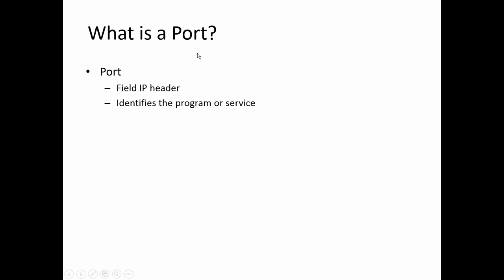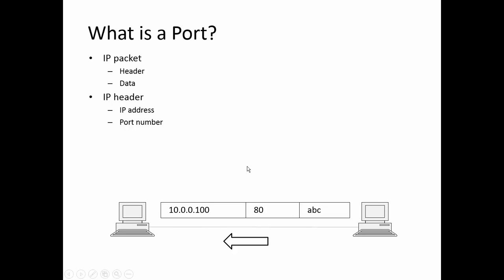So let's talk about what is a port number. A port is a field in an IP header that identifies the destination program or service. So let's review what's meant by an IP header. An IP packet has data information and header information. And the header information, as you know, contains the IP address. In the packet, we've got the data, such as ABC, and the header includes the IP address, the destination of the computer.